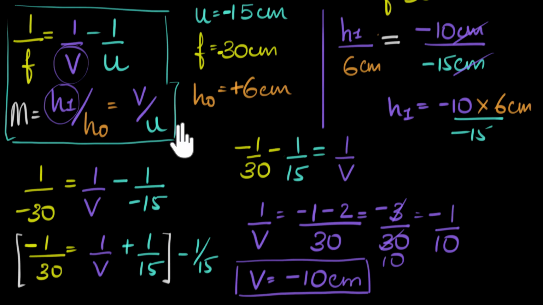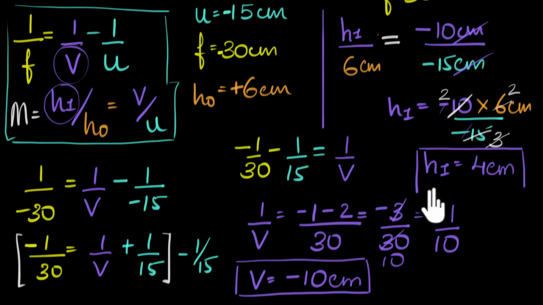Okay, so let's simplify that. 5 goes 2 times, 5 goes 3 times, 3 goes 2 times, and we are done. So height of the image is, is there a minus sign? No, minus cancels. The negative cancels. So 4 centimeters, and we are done over here as well. So we got 2 things. We found out the image distance, and we also know the height of the image.